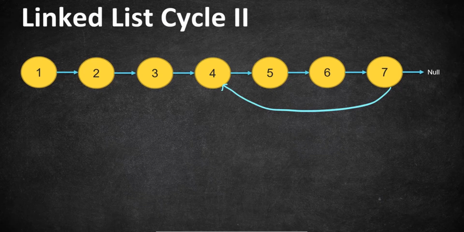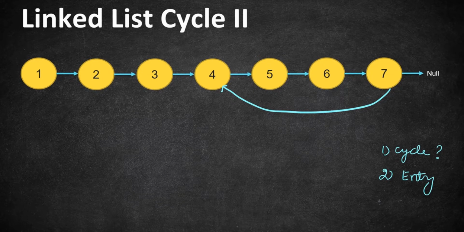So here is a given example in the problem statement, and in this problem we have to find two things. The first thing is whether the linked list has a cycle or not. If there is a cycle, what is the entry point? Most of you would be familiar with how to solve the first part of the problem if you have solved Linked List Cycle 1. If not, that is okay.